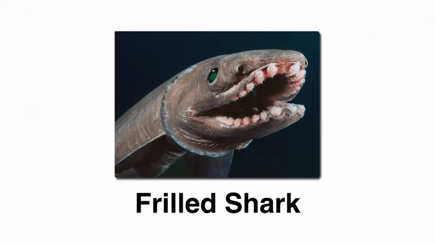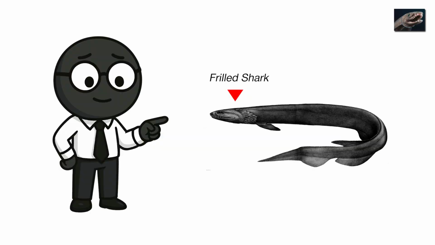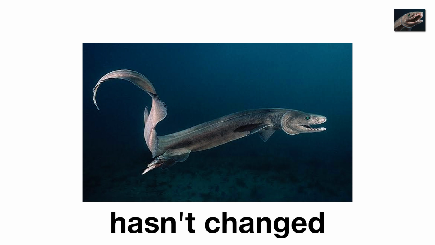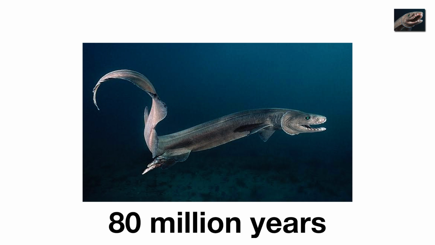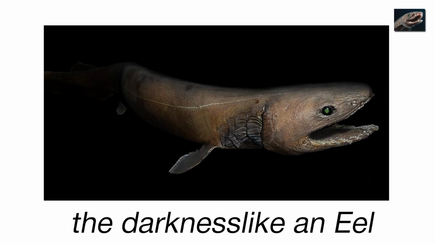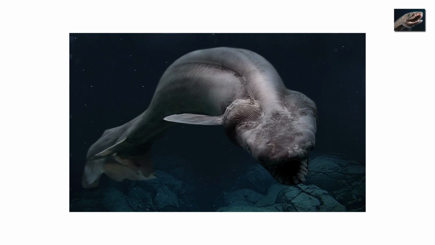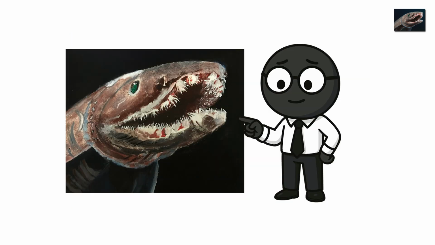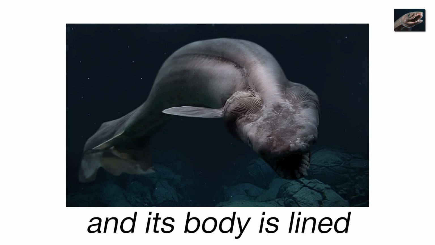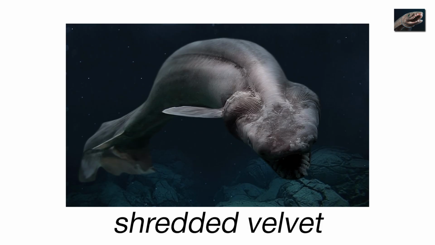Frilled shark, the living fossil from hell. If dinosaurs had nightmares, they'd dream of the frilled shark. This deep-sea predator hasn't changed in over 80 million years, earning it the title living fossil. It slithers through the darkness like an eel, with rows of 300 backward-facing teeth designed to trap prey in a one-way ticket to digestion. Its mouth stretches across its entire head, and its body is lined with ancient frilled gills that look like shredded velvet.